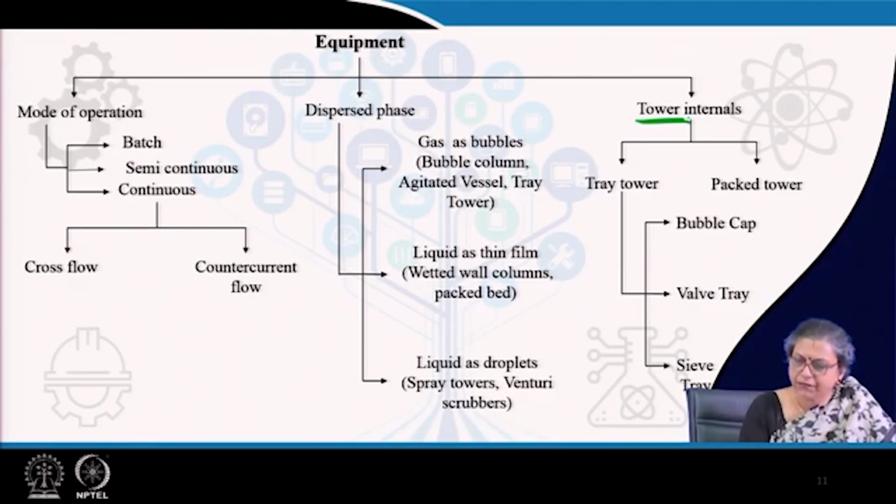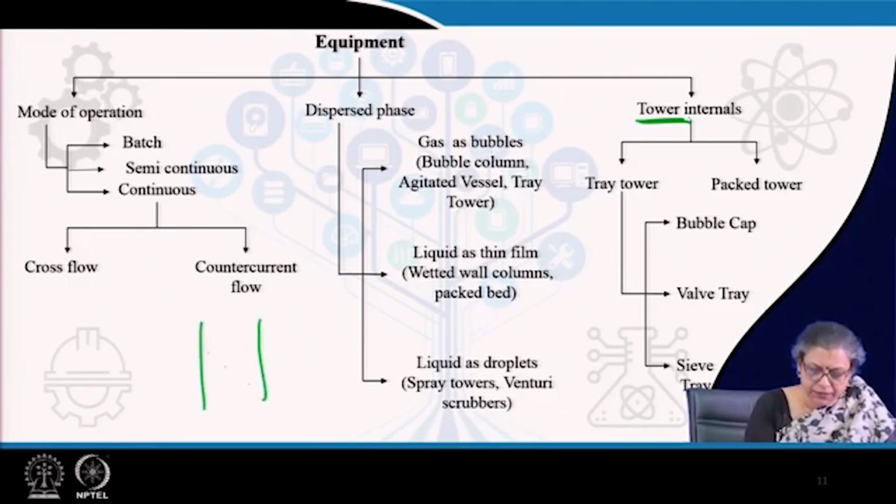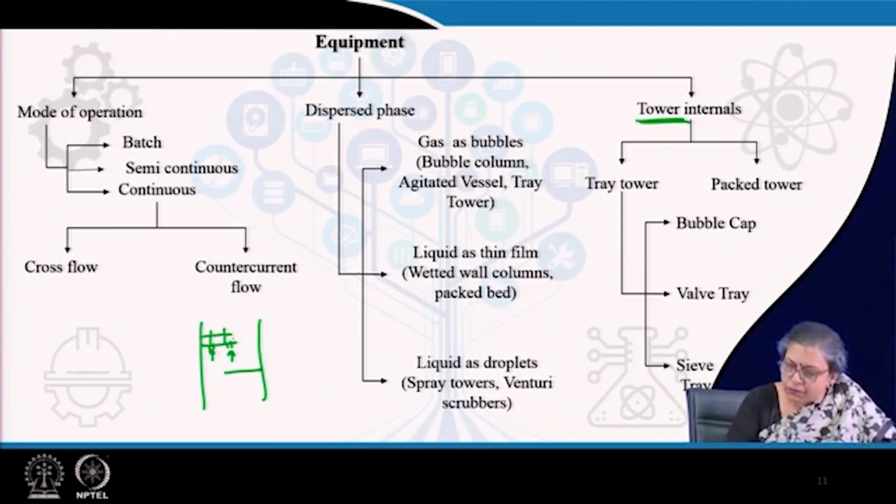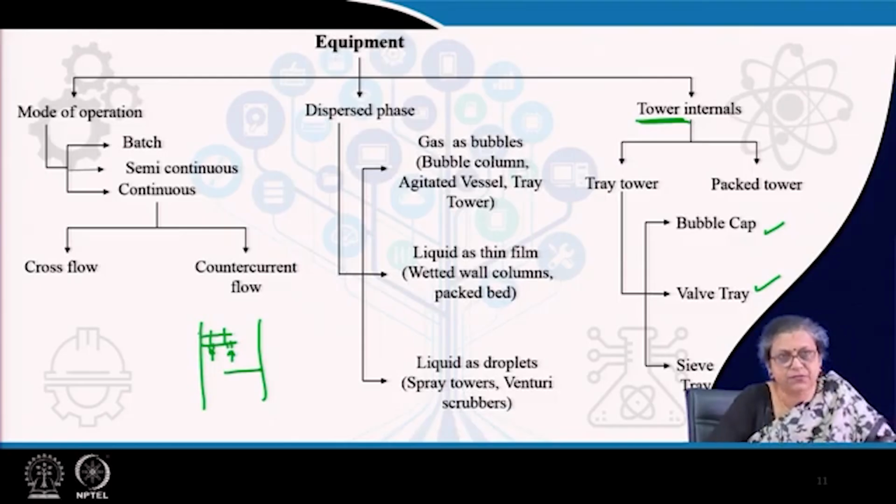For example, we can have tray towers where within the tower there are a large number of trays which are fitted, and in these trays we can have perforations through which the vapor can rise and flow through the liquid, bubble through the liquid. It can also happen that these perforations are fitted with some attachments, namely bubble caps, and valve trays are the common sort of attachments. We will be discussing these. They are just to reduce the size of the bubbles and to enhance the mass transfer.